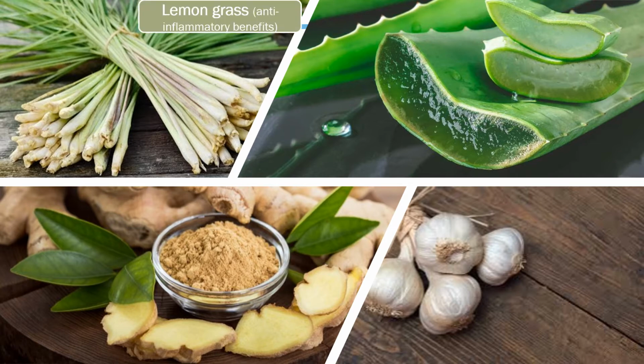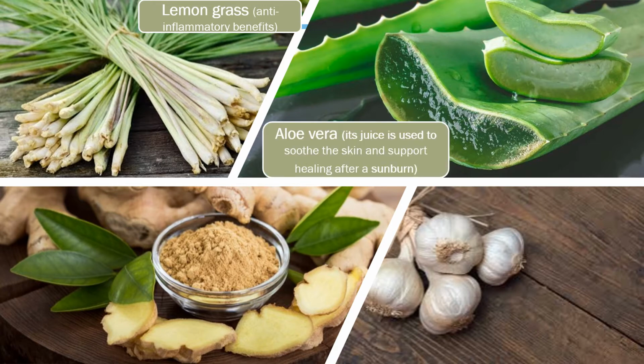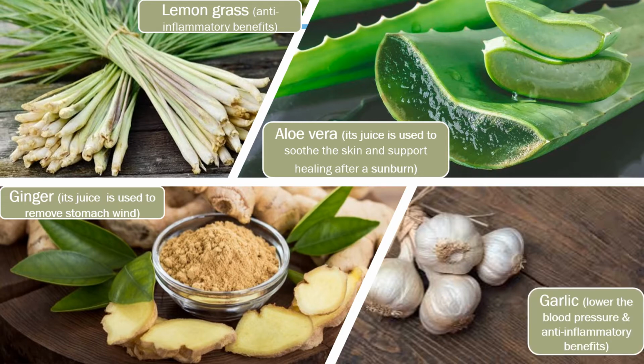Lemongrass. Lemongrass has anti-inflammatory benefits. Aloe vera. Its juice is used to soothe the skin and support healing after a sunburn. Ginger. Its juice is used to remove stomach wind. And garlic. It can lower the blood pressure and it has anti-inflammatory benefits.